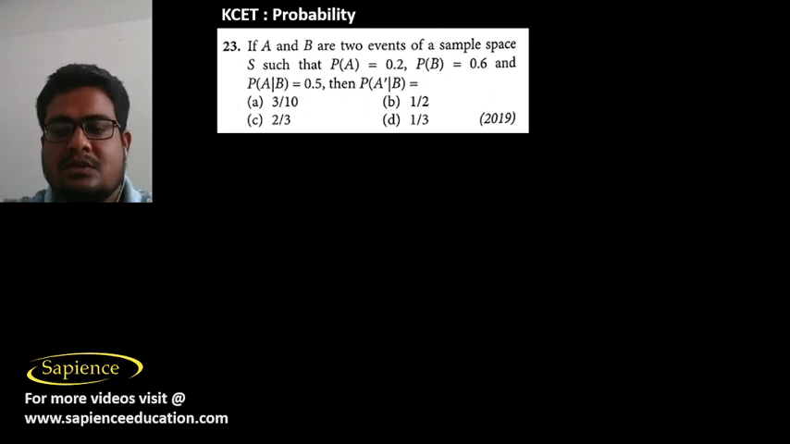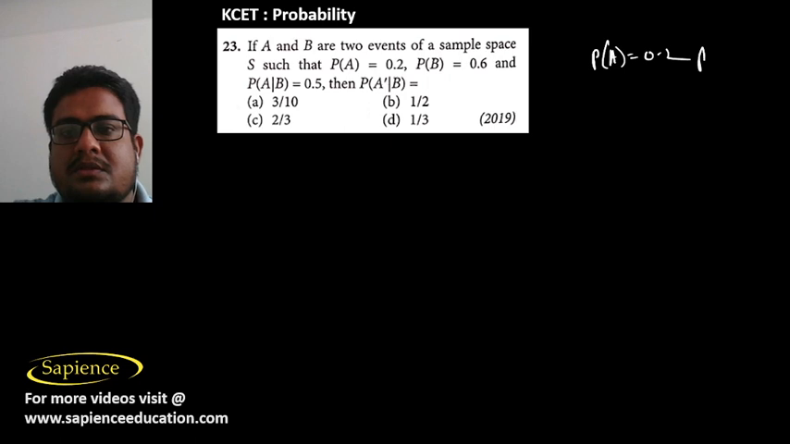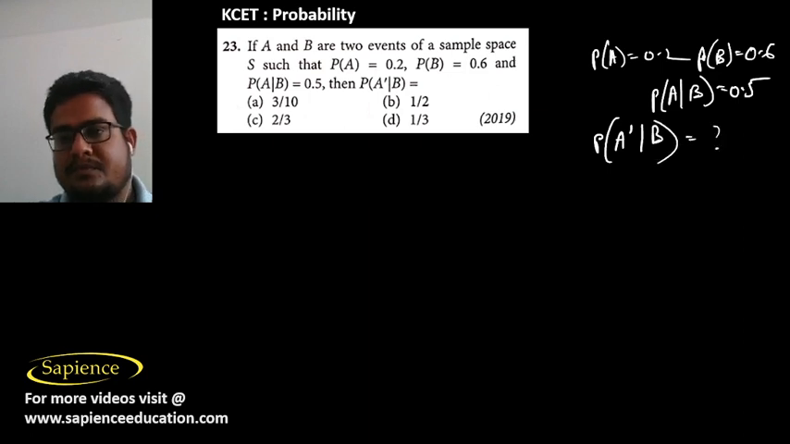Then in question number 23, it's told that if A and B are two events of the sample space S, such that P of A is 0.2, P of B is 0.6, P of A given B is equal to 0.5, then P of A complement given B, how much?